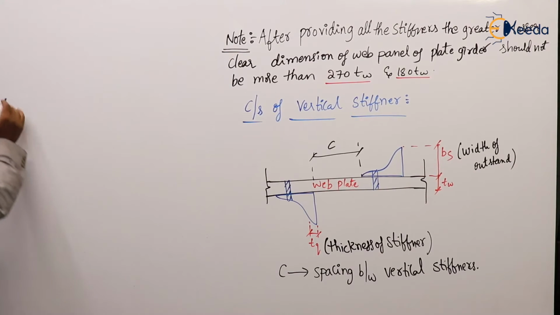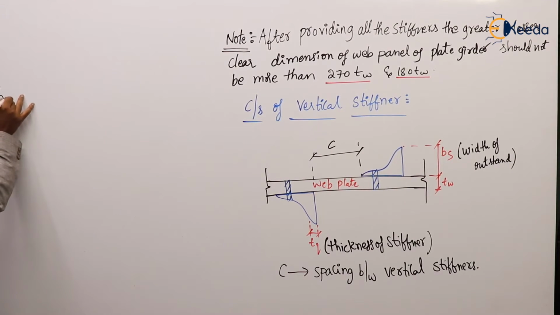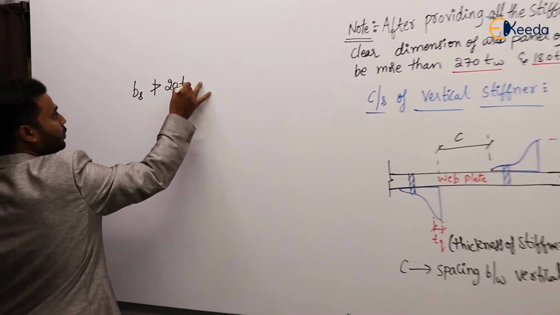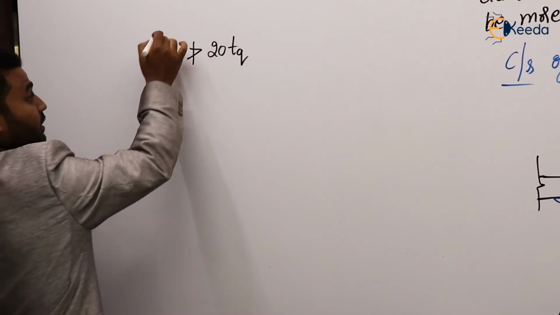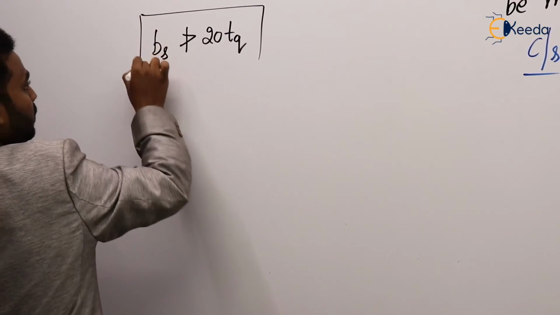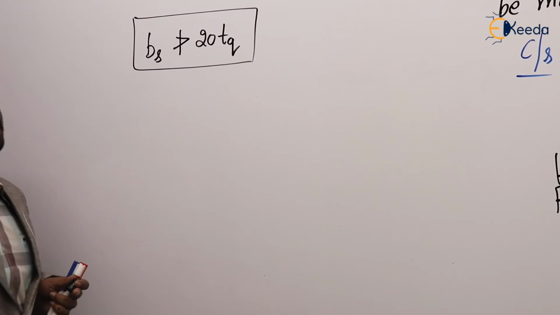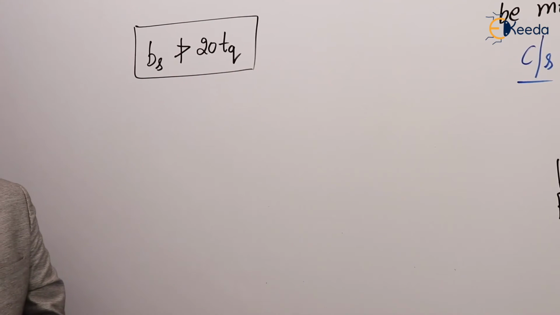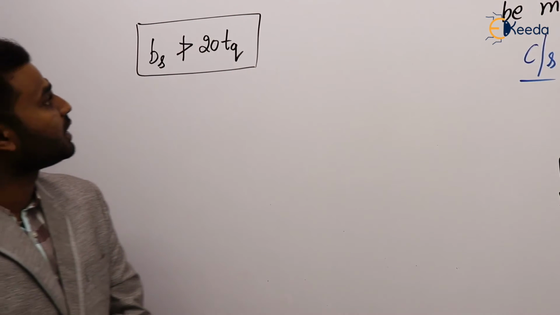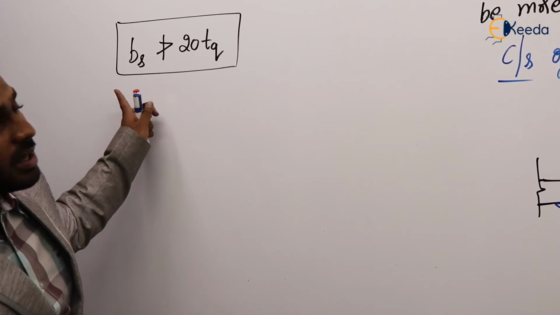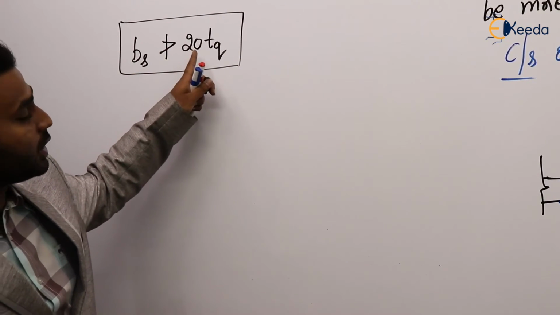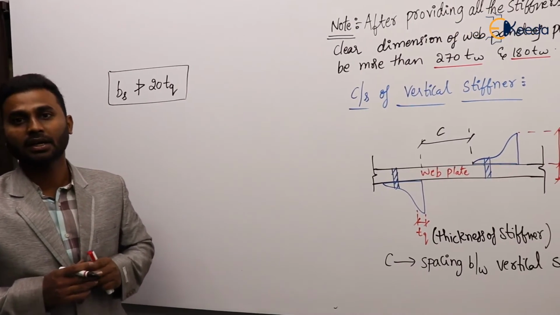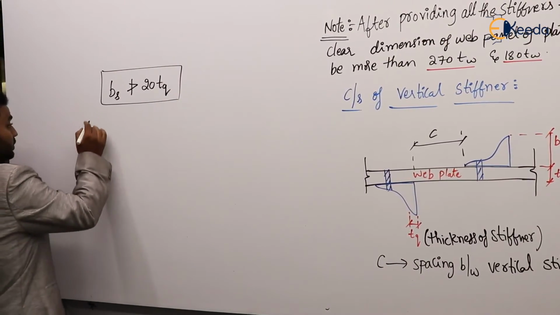Now outstand BS. It should not be greater than 20 TQ. So this is the provision. The provision regarding the outstand of a stiffener, vertical stiffener or transverse stiffener is, it should not be greater. It means that outstand BS should always be less than this 20 TQ. We know what is TQ. TQ is the thickness of the stiffener. Agree or not?